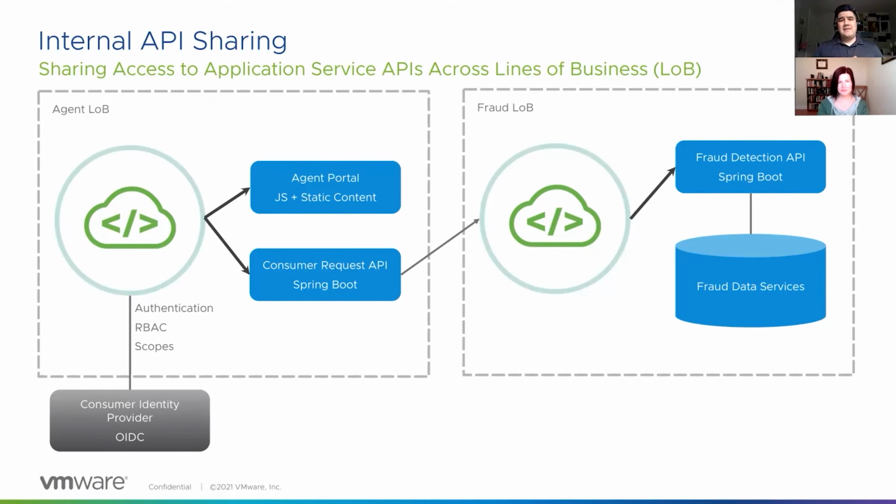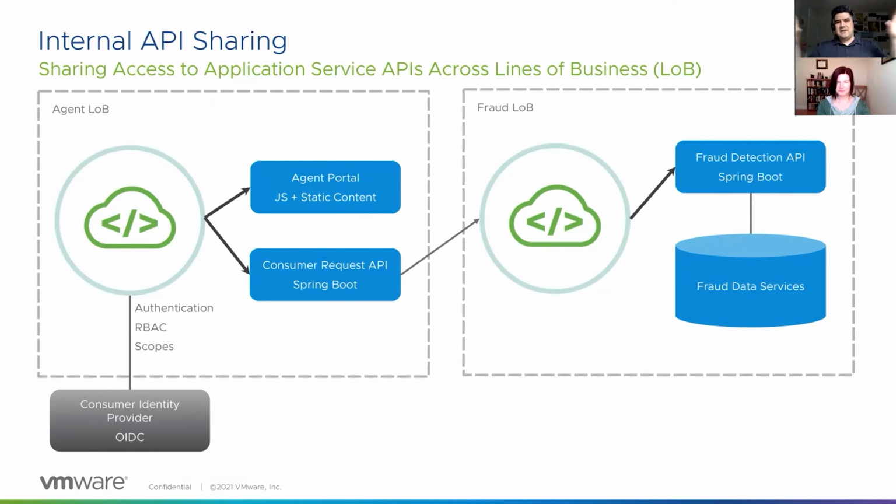In there, they have the agent LOB, which agents are logging into. They might have an agent portal here, sitting behind our Spring Cloud Gateway. When they log in through that portal, the session is managed in the gateway, and they're authorized to certain APIs via that. Now, when they make a consumer request API call, that consumer request API is in the background going to call the fraud line of business Spring Cloud Gateway instance. So this is that distributed nature.